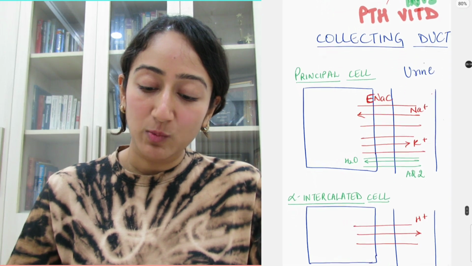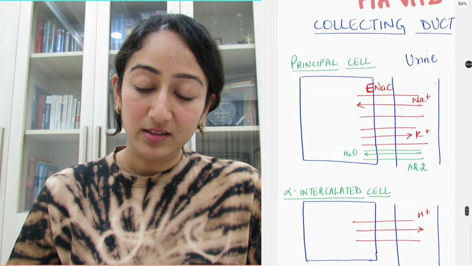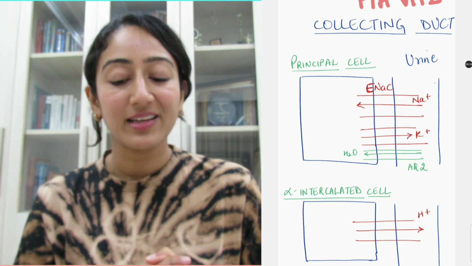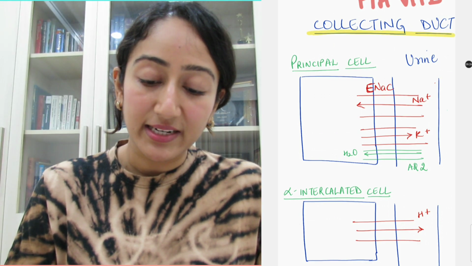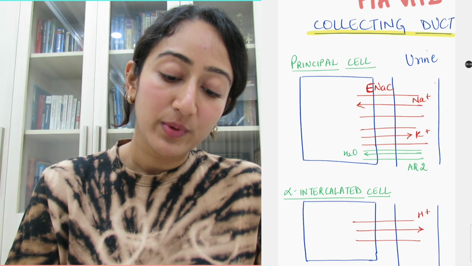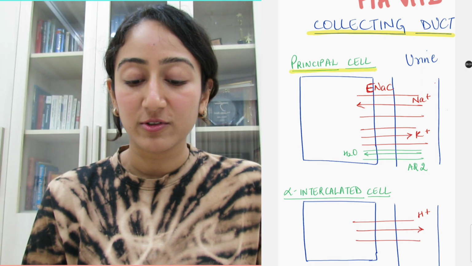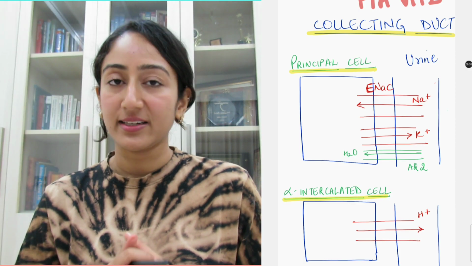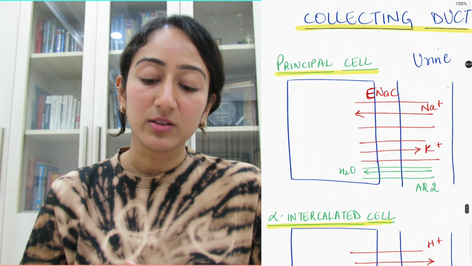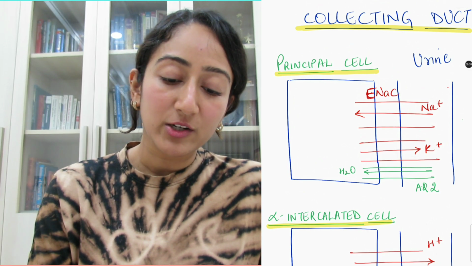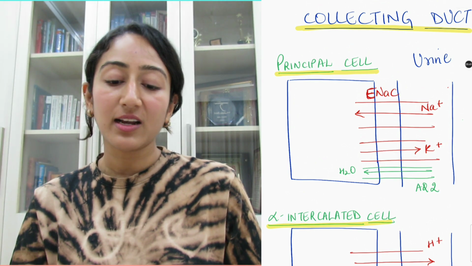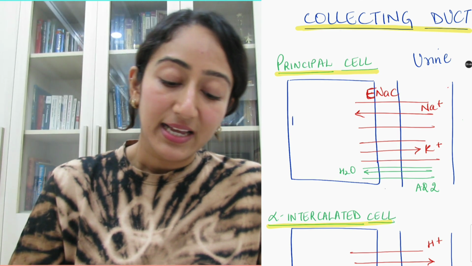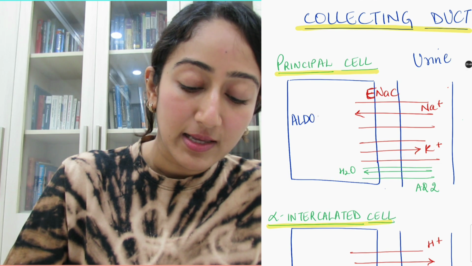Alright guys, now moving on to the collecting duct. It's very important, and we have a very important hormone acting here as well. So this is your collecting duct. In the collecting duct we have two important cells. The first one you can see is the principal cell, and the second one is the alpha intercalated cell. First let's focus on the principal cell. Now before I talk about the channels here, I'm going to first talk about the hormone which is regulating a lot of these channels, and that is aldosterone.